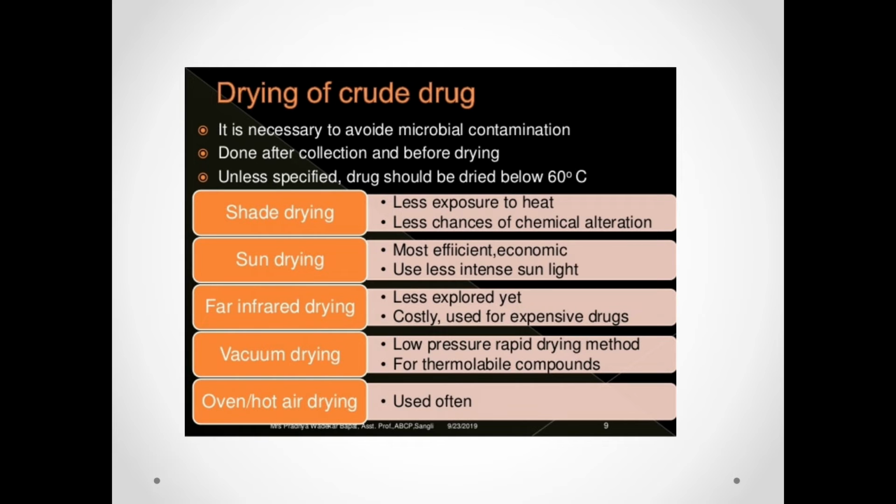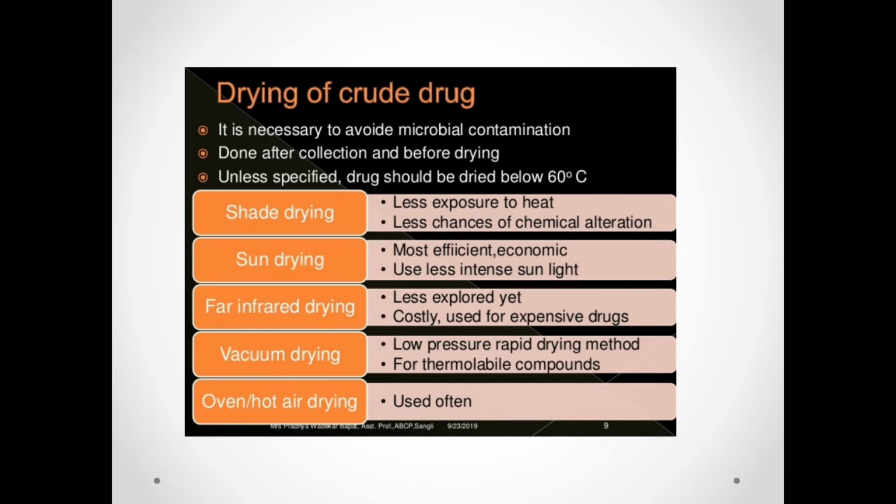Next, drying of the crude drug. This is the first step in the extraction process. It is necessary to avoid microbial contamination, as we know that if some water content is present in the drug, then there will be chances of microbial attack or microbial contamination. So we have to avoid this situation. We have to dry that particular crude drug, as it is an essential step in the extraction. It is done after collection and before extraction. Unless specified, the drug should be dried below 60 degrees Celsius.